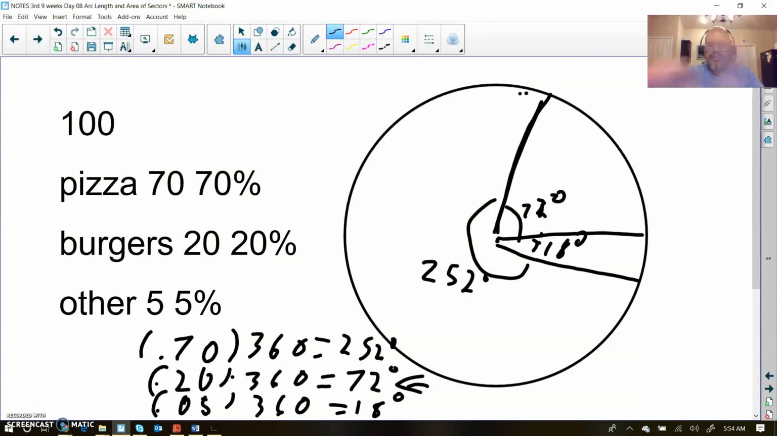degrees. And so, of course, with the pie chart, we highlight these areas in different colors. So this was the pizza group. This was the burger group. And this was the other.